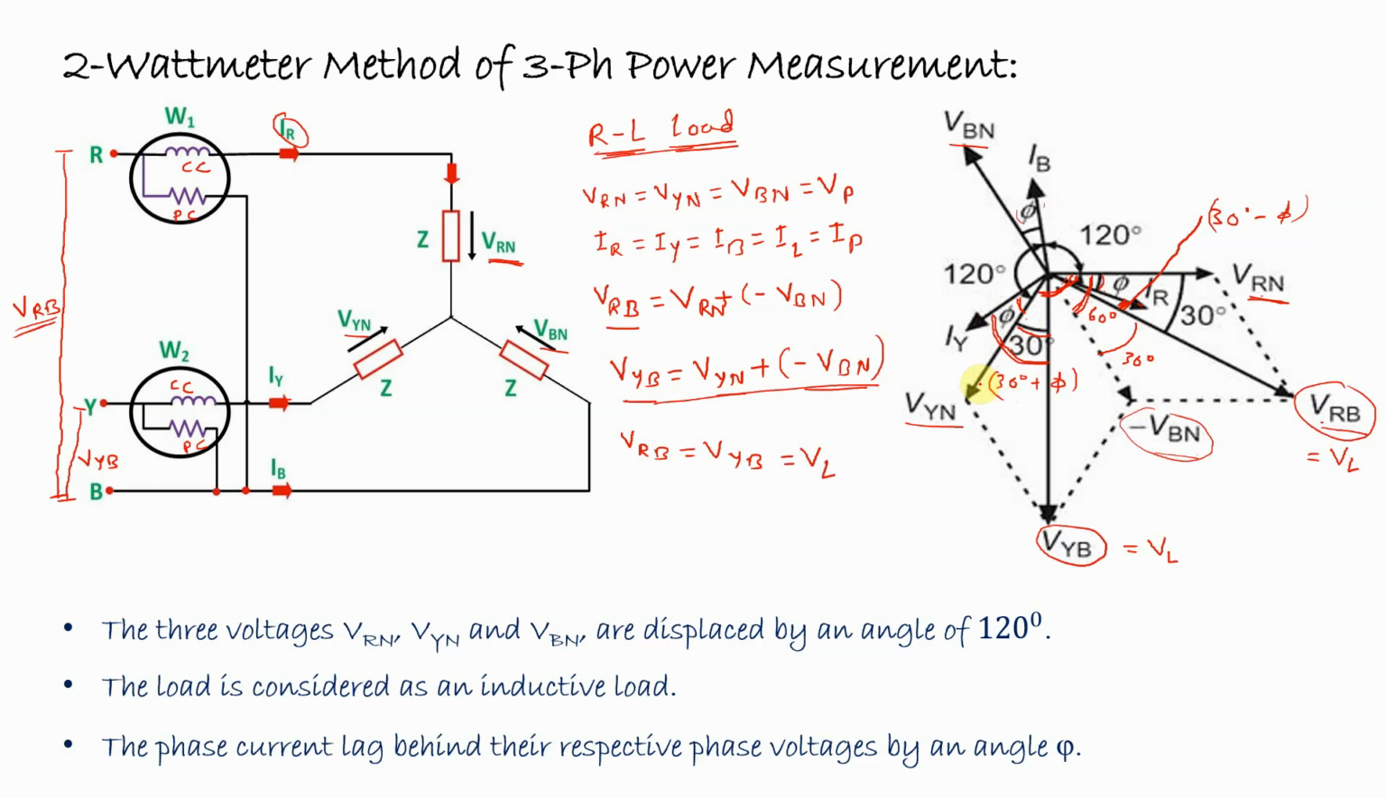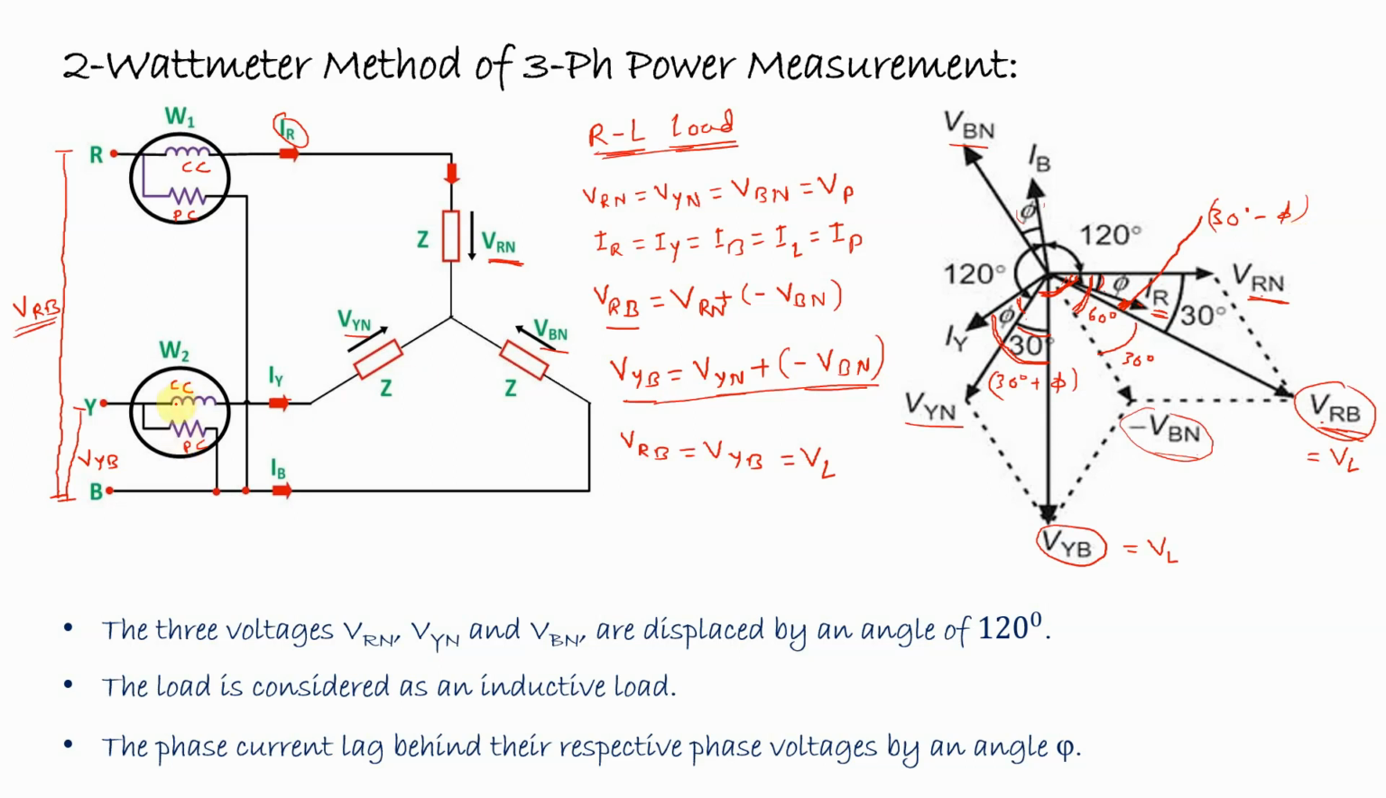Now what is the purpose of this? Here we can see that in the first wattmeter, the current flowing through the current coil is IR, and the potential difference across the pressure coil of the first wattmeter is VRB. So the angle between these two parameters, which we have to find, is 30 minus phi.